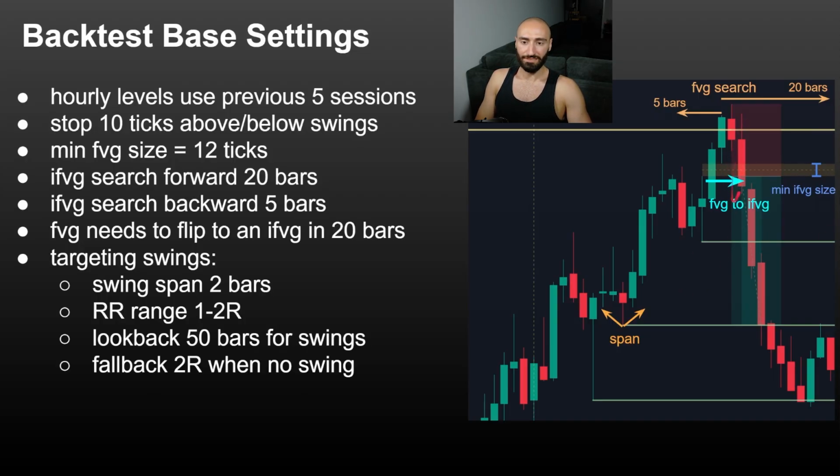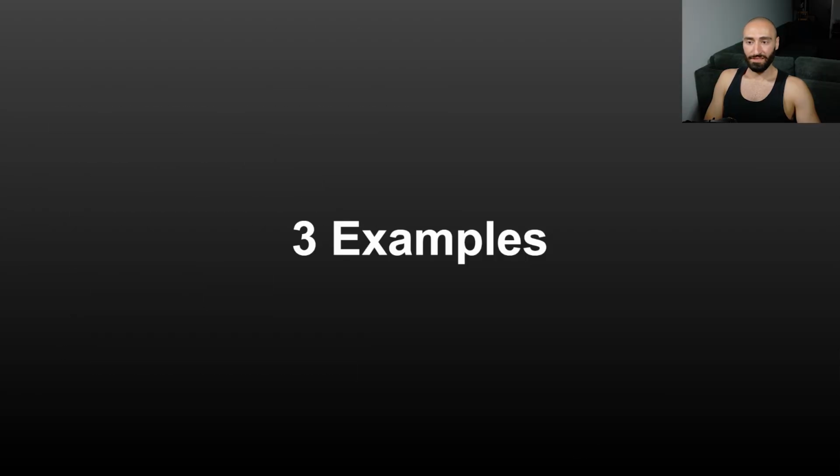So entry right here, it's going to look back 50 bars for all these swings. I didn't want to look too far back, so I feel like 50 bars was reasonable. And if no swings are found for targets, you just go to 2R. Simple, right? Now let's look at 3 examples, okay?